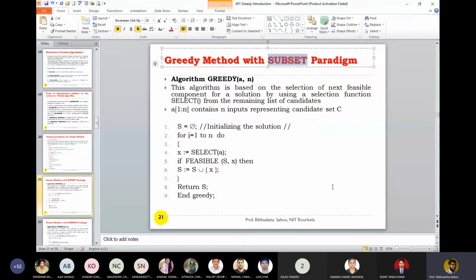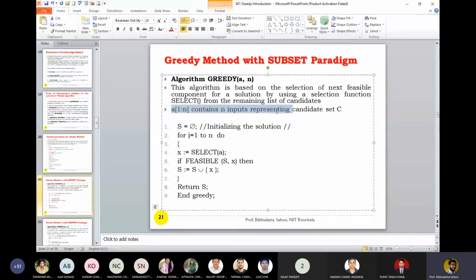So where does this idea come from? The subset sum paradigm comes from the fact that you are making a selection out of the available candidate solutions. Now, here, this particular array A of n contains n representing candidates. Our candidate solution is in C, so we put them into a linear array, let us say A. Now, how are we doing selection? You see here the selection function selects a particular item from this available array. Then the other steps are similar. We check its feasibility. If it is feasible, we add it.